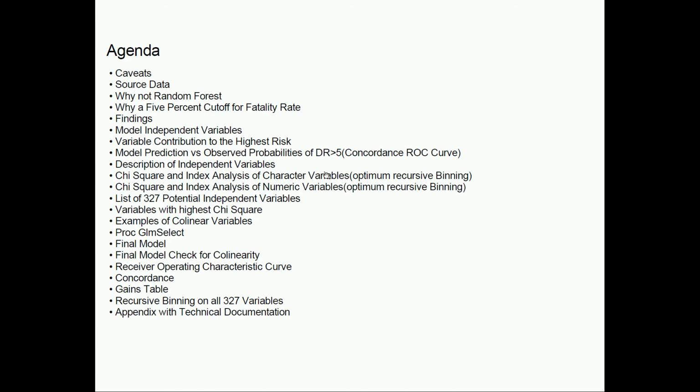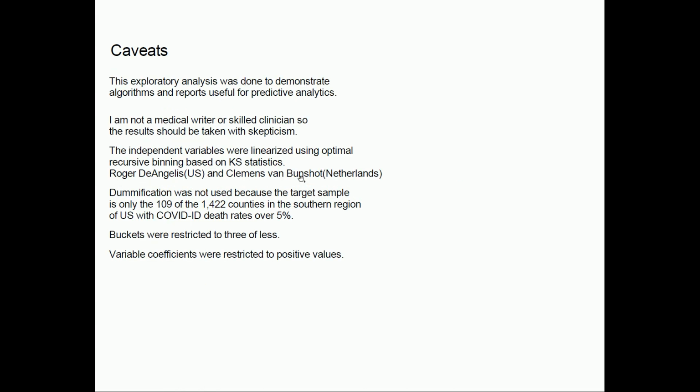I'm going to show you my final model. I'm going to check my final model for collinearity. I'm going to show you a ROC curve, concordance, and finally a gains table. And then I'm going to show you the detailed chi-square analysis of all 327 variables.